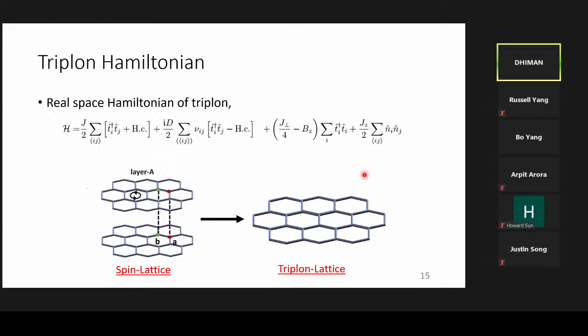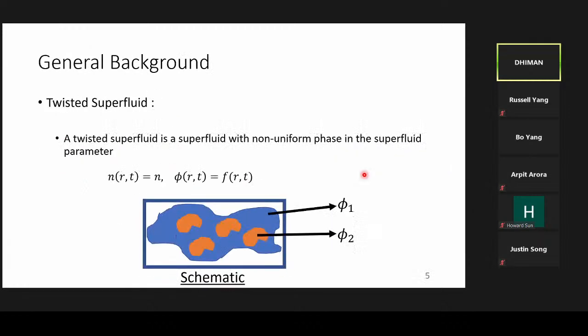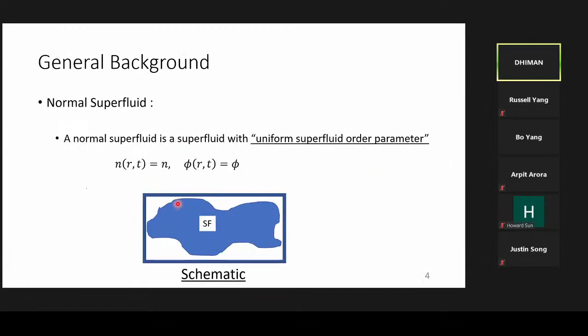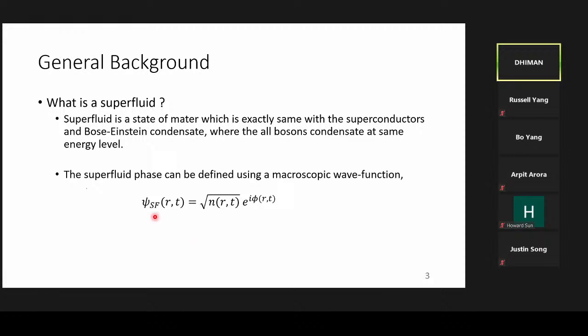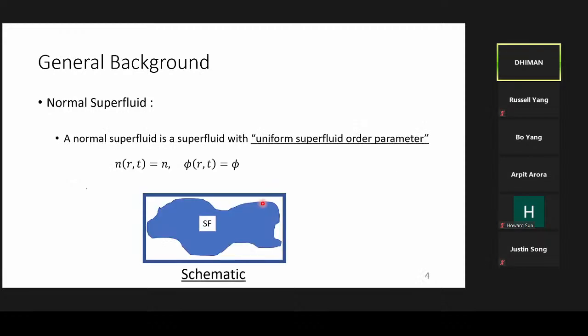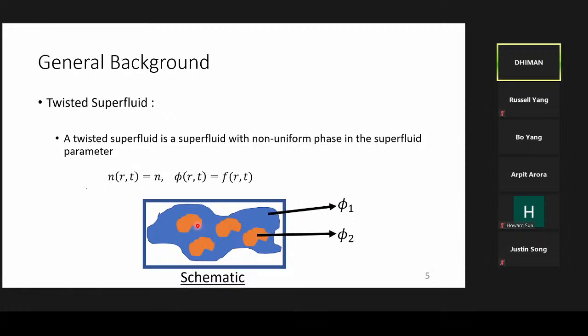So I had the schematic here, which shows that we can define a superfluid using the macroscopic wave function, which is called the superfluid order parameter, which contains the square root of the number of particles and e to the power i phase. So in case of normal superfluid, the phase is constant throughout the material, whereas in case of twisted superfluid, the phase is not constant. So in some regime, phi1 is here and phi2 is different. So the phase is not constant.